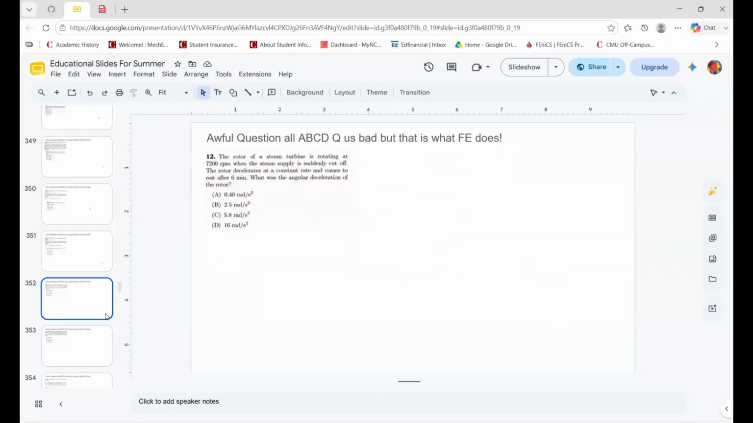Anyway, the rotor of a steam turbine is rotating at, okay, we're doing those things again, huh? 7200 RPM. When the steam supply is suddenly cut off, the rotor decelerates at a constant rate and comes to rest in 6 minutes. What's the angular deceleration of the whole thing? So 7200 is RPM, so 2 pi, 1 revolution, 2 pi divided by 60. And then the rotor decelerates at a constant rate and becomes 0 at that point.